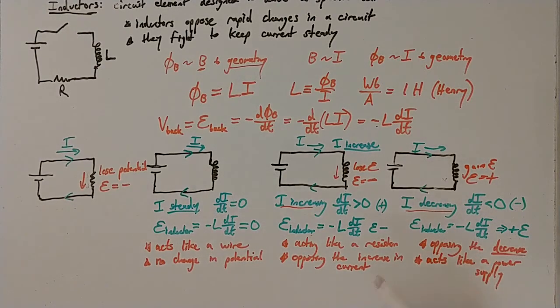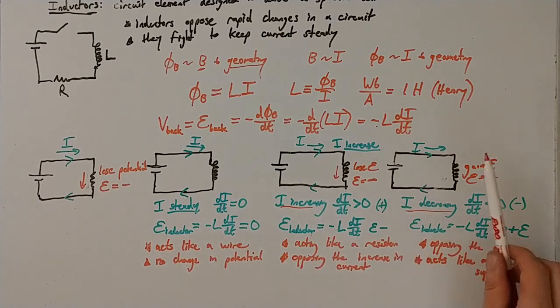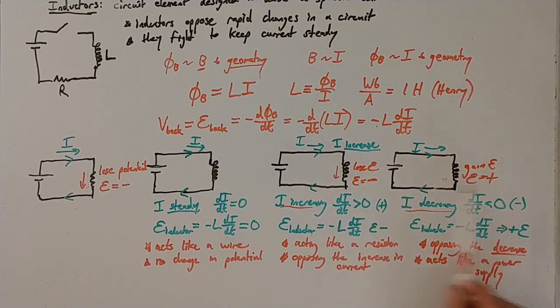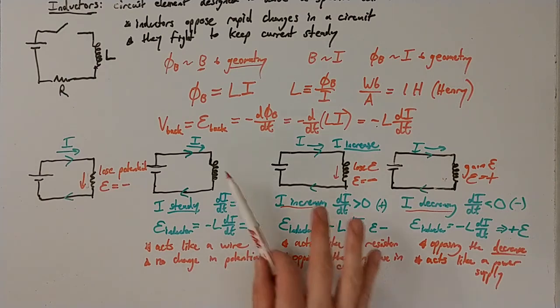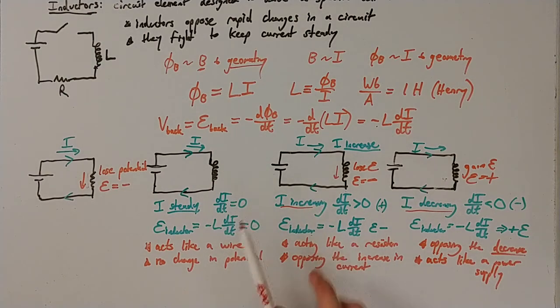Let me give you more current. Here, if I is increasing, it says, no, no, no, I don't like that. I'm going to take away current. Here, I decreasing, it says, that's no good. Let me give you current. So it's always doing the opposite of what's happening. If it's steady, it's happy. Things are good. Nothing's going to change. The inductor basically doesn't do anything.